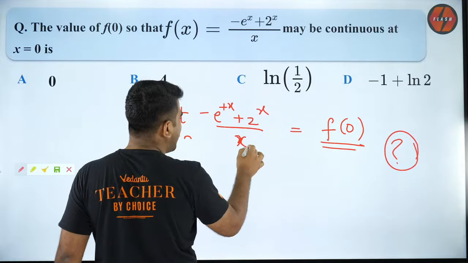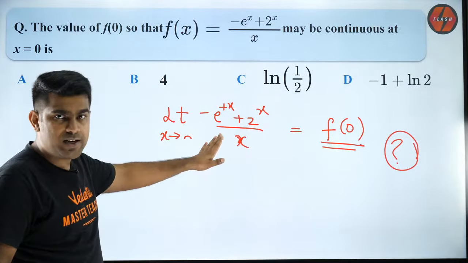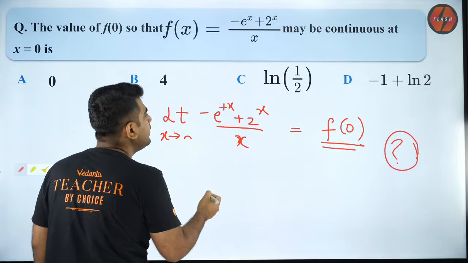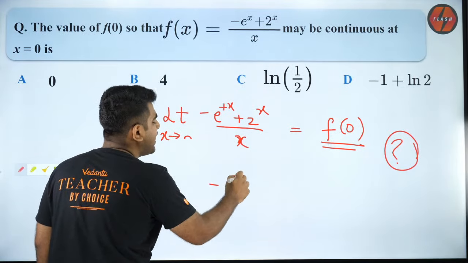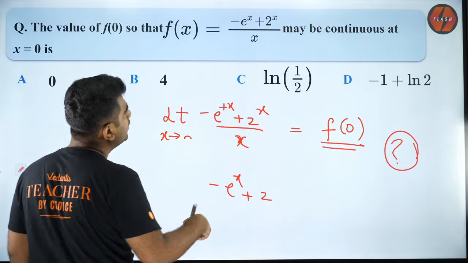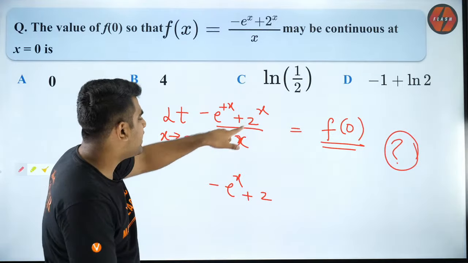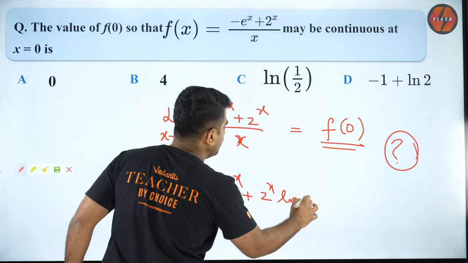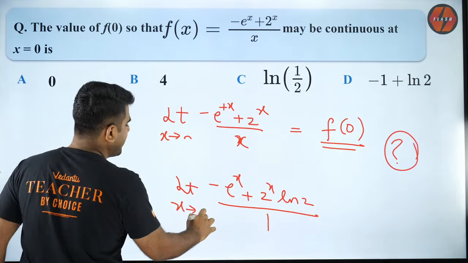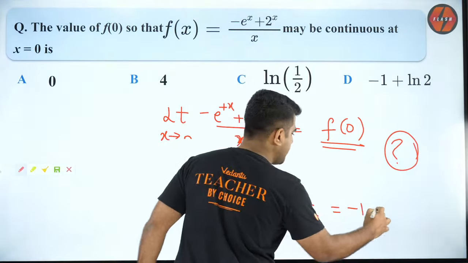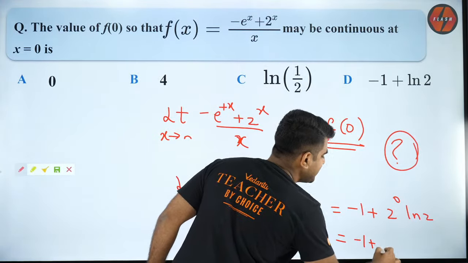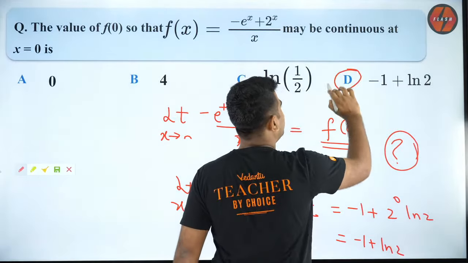You can, however, apply standard limits also, but L'Hospital is fine, guys. You can go for it. Okay. So how do I use L'Hospital? Differentiate it. So it will be minus e power x. Then you will get, any idea? You will get minus e power x plus 2 power x ln 2 divided by 1. Limit extending to 0. So what is the answer? The answer is minus 1 plus 2 power 0 ln 2, which will be minus 1 plus ln 2, and that is nothing but option D.